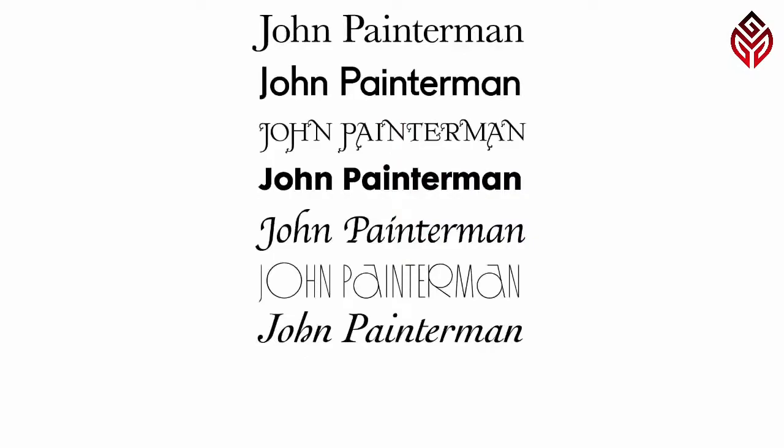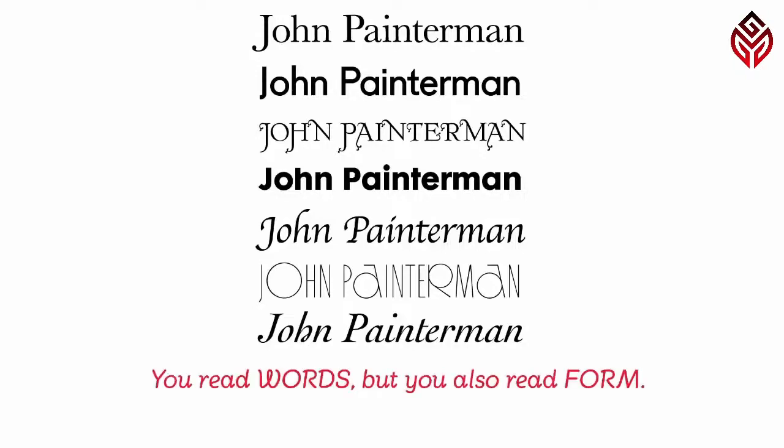All of these pieces of typography say the same thing, John Painterman, but they all look very different. They all give us different kinds of additional information. The connotation of the typographic form is the thing that's different. They tell us something about John's character, or maybe something about what kind of painter he is, but either way, we read both the words and we read the form of the words as well. And as a designer, the more that you can be in control of those words and the form of those words, the better communication you can have, and the more you can control that communication. Typographic connotation relies on the fact that we read words, but we also read form.